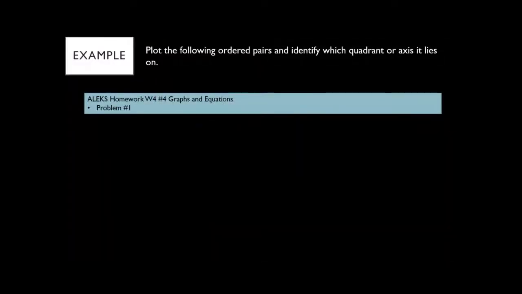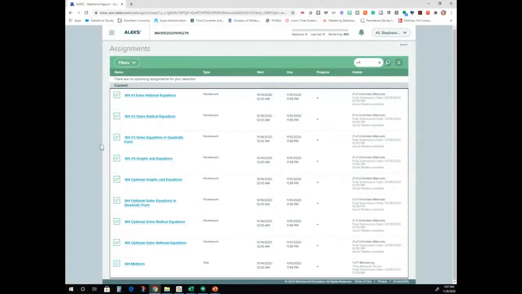So first thing we're going to do is plot ordered pairs, identify which quadrant or axis it lies on. So I'm actually going to go straight to Alex, the week 4, number 4 graphs and equation. We're going to do problem 1 together because that's the one where people struggle with the graphing. So we're going to just do that one together, and then I'll verbally talk about which quadrant or axis it lies on. So let me get that open up here.